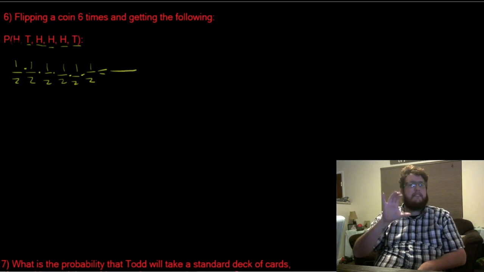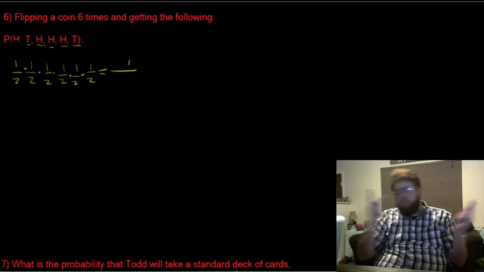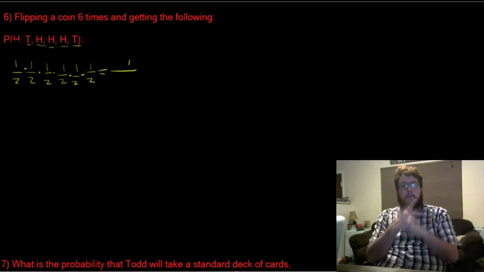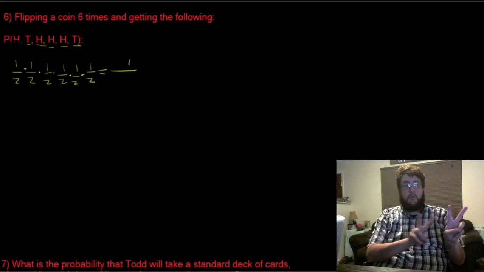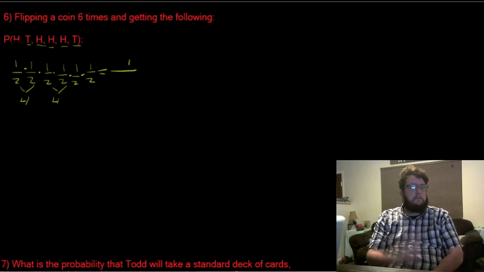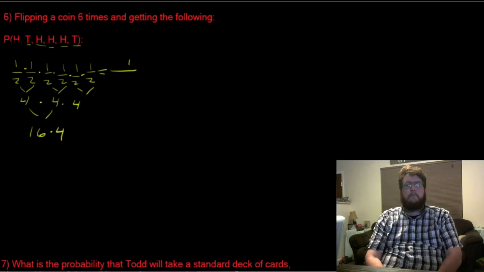On the top, 1 times 1 times 1 times 1 times 1 times 1 is just 1. On the bottom, 2 times 2 times 2 times 2 times 2 times 2. We can math that out. 2 and 2 is 4. 2 and 2 is 4 here. And 2 and 2 is 4 here. 4 times 4 is 16. And 16 times 4 is 64. So we have a 1 in 64 chance of flipping a coin and getting these results.